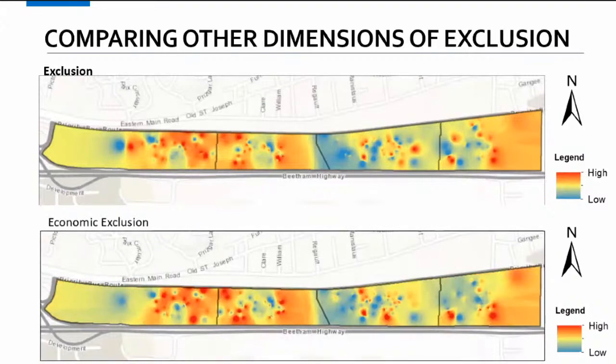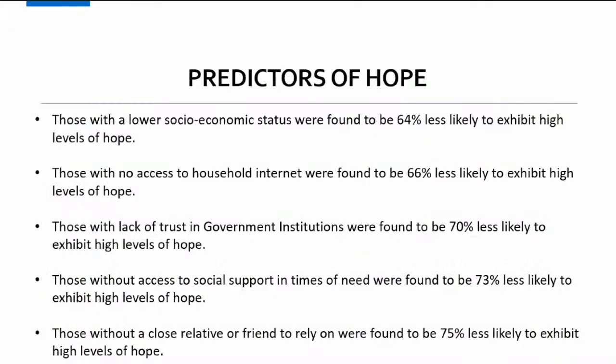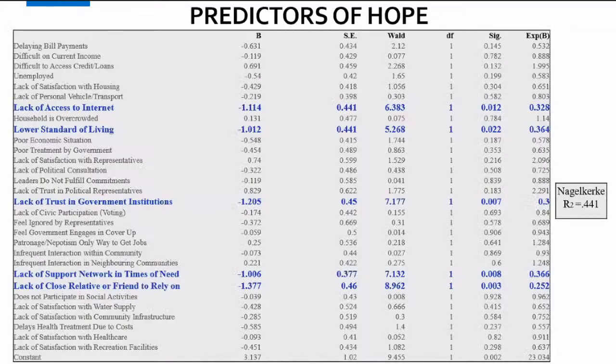All right. Lastly, I looked at the link, both statistical and spatial, that we find between these psychosocial dispositions and exclusion. What I'm going to do to cap off the presentation is to find out which aspects of exclusion had the greatest impact on predicting levels of hope. And this was done using logistic regression analysis.